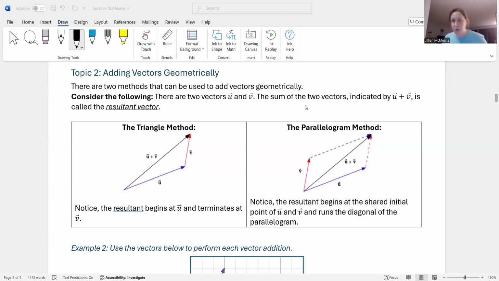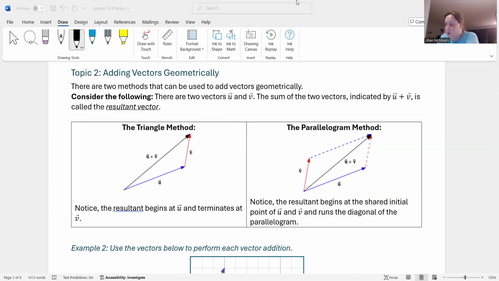For topic two, we're going to look at adding vectors geometrically. So in a bit, we'll talk about adding vectors more algebraically, but for now, we're going to do it very visually. Okay. So there are two methods that can be used to add vectors geometrically. I pretty much stick to just one of them.